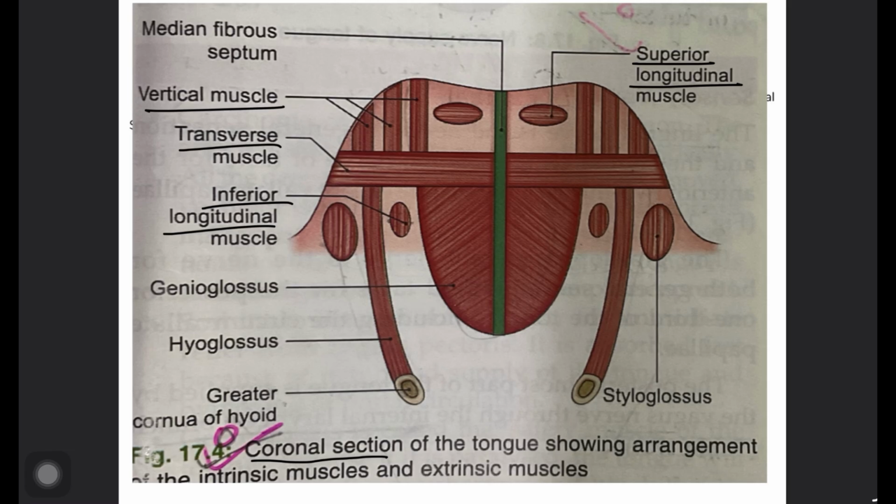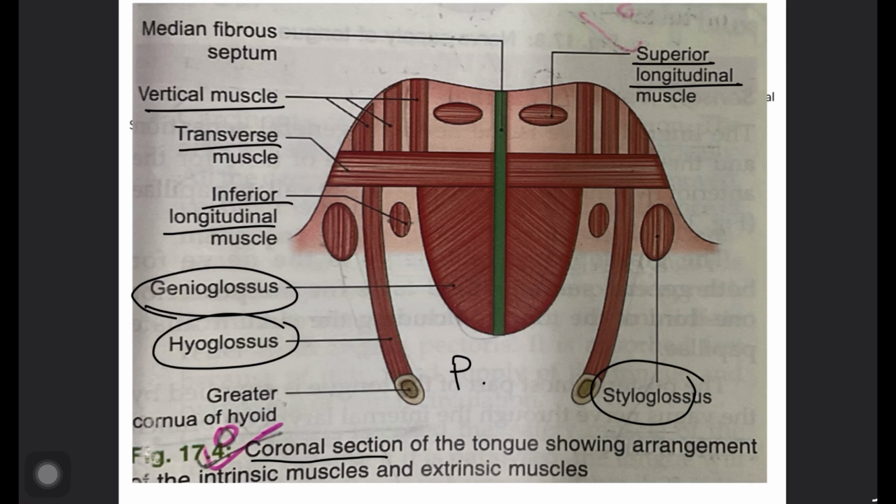Now the extrinsic muscle, that is genioglossus, hyoglossus, styloglossus and palatoglossus. Genioglossus, which arises from the genial tubercles of the mandible. So this is the genioglossus, fan-shaped muscle, life-saving muscle, remember that. Then hyoglossus from the hyoid bone, greater cornu of the hyoid bone, and styloglossus, which arises from the styloid process. So this is the styloglossus.